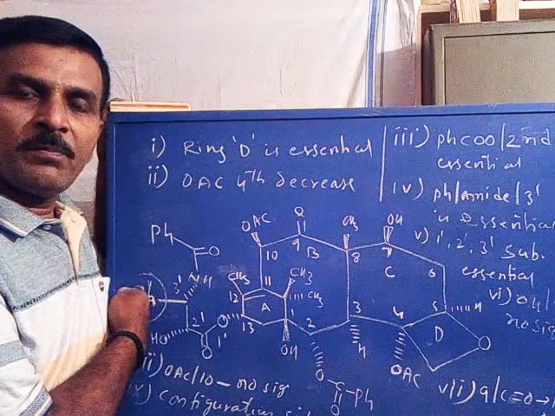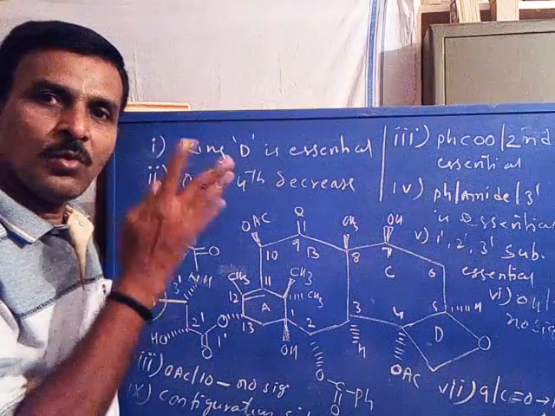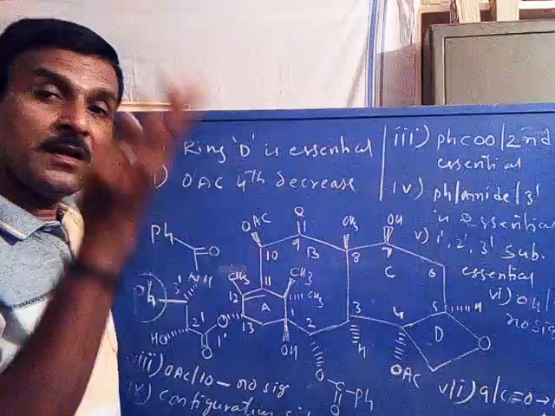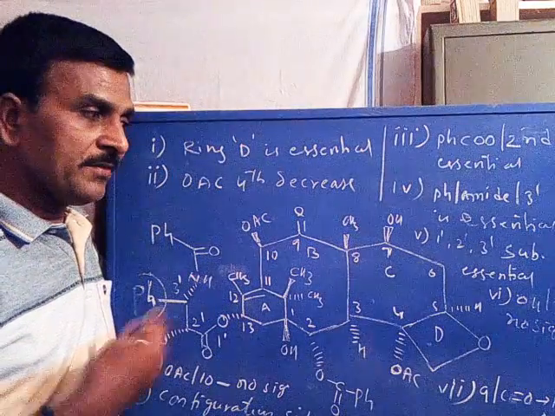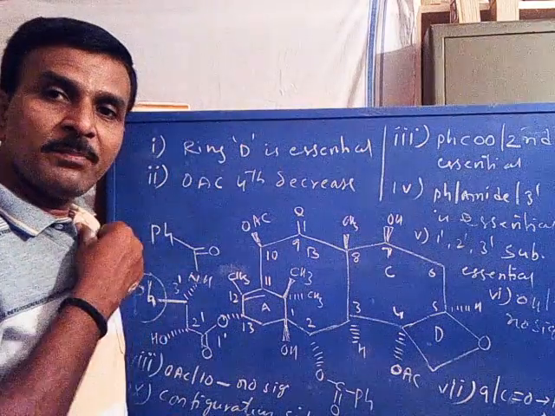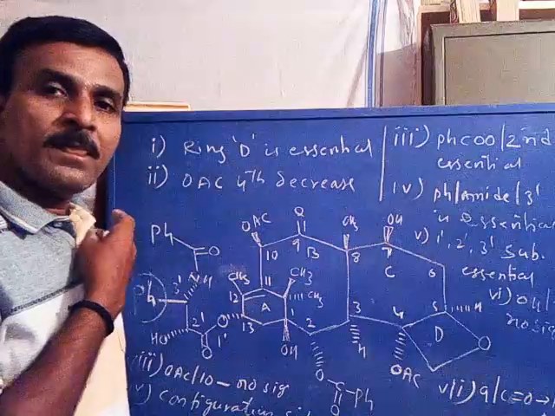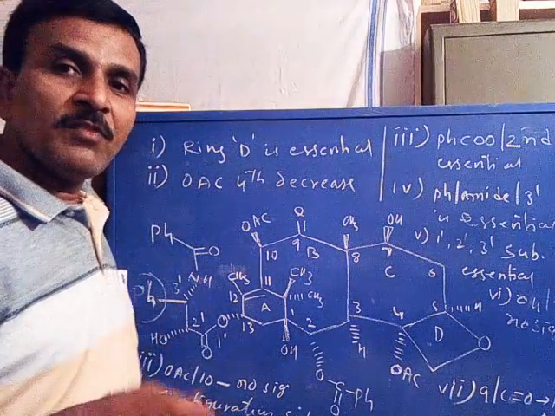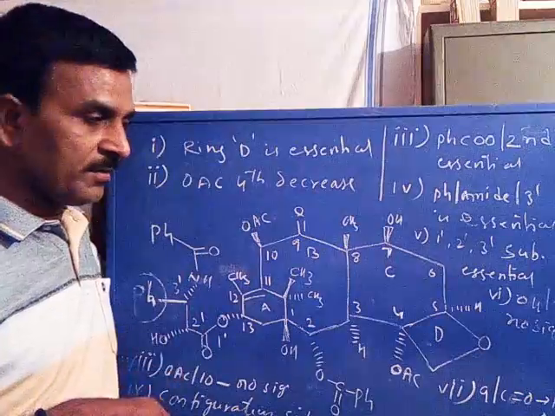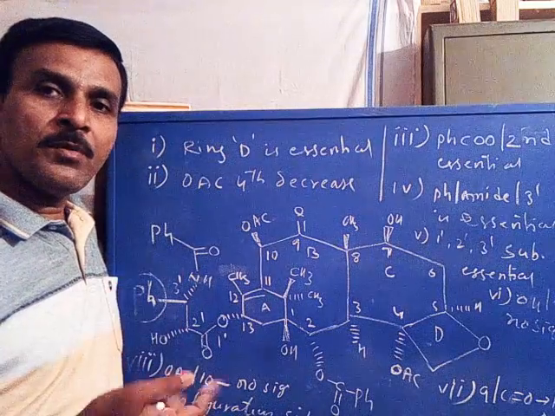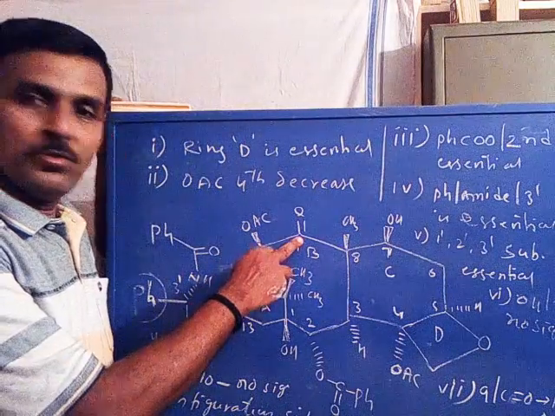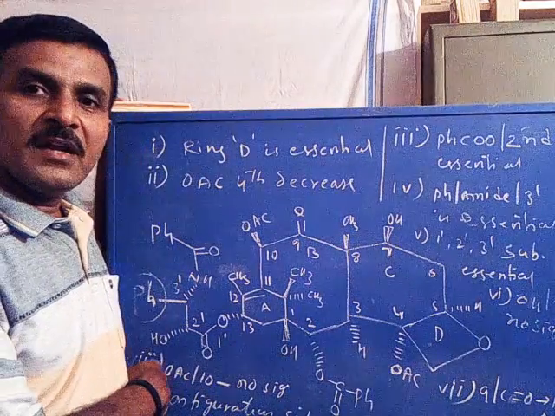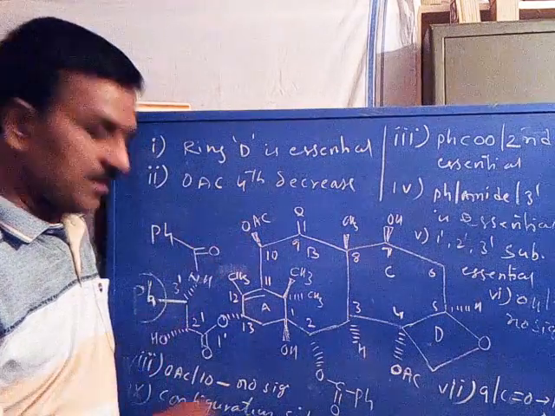The OH group presence on the 7th carbon has no significance. It may be replaced with another. There is no change in the activity. That means its presence on the 7th carbon has no significance. Next, reduction of the carbonyl group present on the 9th carbon improves its activity. It can be reduced in order to improve activity. Now OAC at the 10th position has no significance.